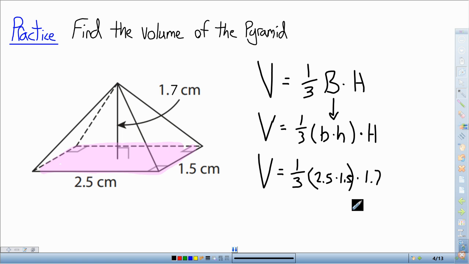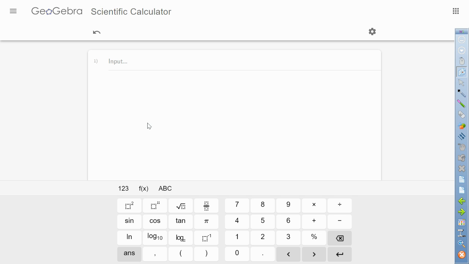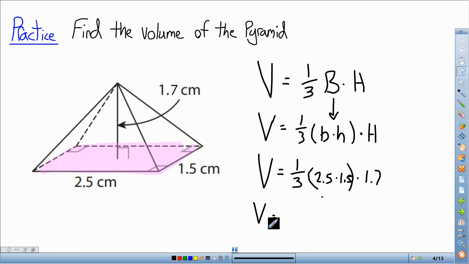So there is our formula. Let's go ahead and plug it in. 1/3, 2.5 times 1.5 times 1.7. So I'm going to delete this. All right, so 1/3, move my cursor, times 2.5 times 1.5 times 1.7. And I'm getting 2.125. On these, unless they say otherwise, we'll normally round to one decimal place. So we're going to say 2.1. So volume equals 2.1 units cubed.